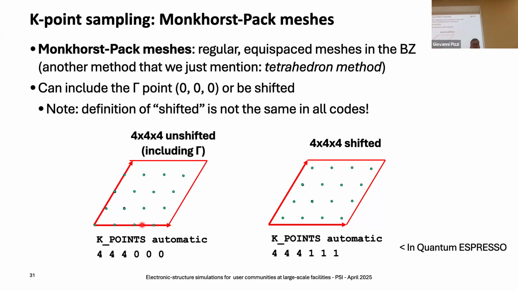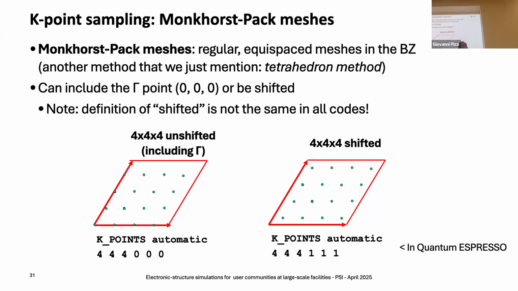Again, 1, 2, 3, 4. These I don't need to put because this is a periodic vector, so this and this point are the same. So this is a 4x4x4 in 3D, unshifted grid, because it includes also the origin, or gamma. Gamma is the name of the origin in reciprocal space. You can also shift it, okay? Shift it by half of the grid. So essentially you take the points in between here, in between here, in between here. It's still a 4x4x4 grid, and it's a shifted one.